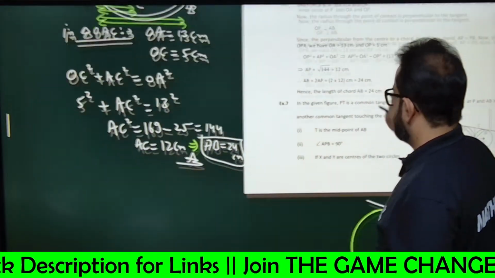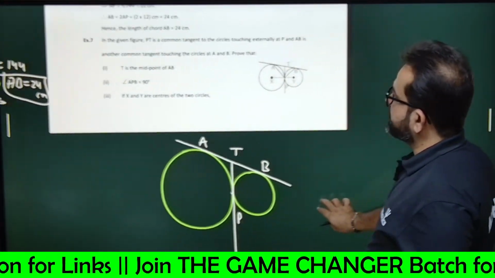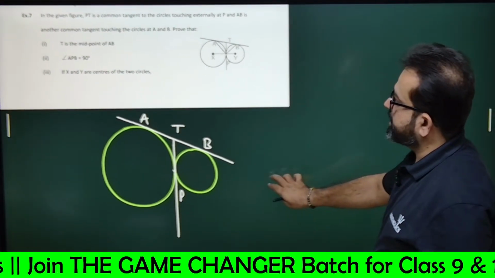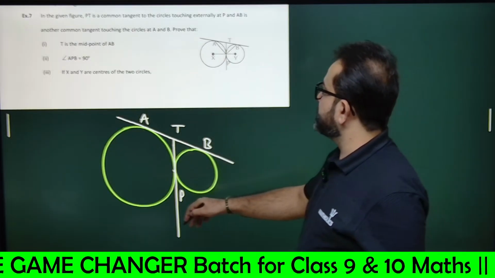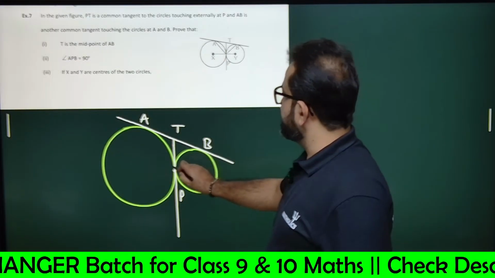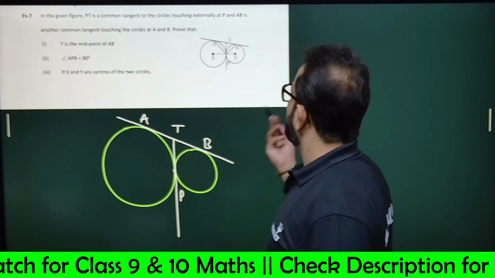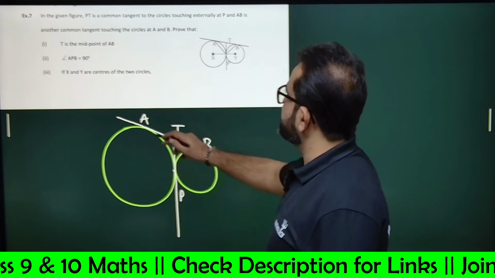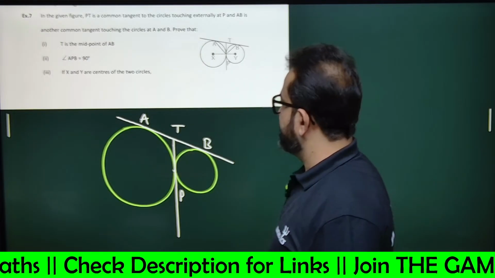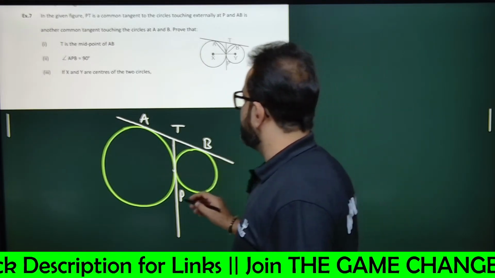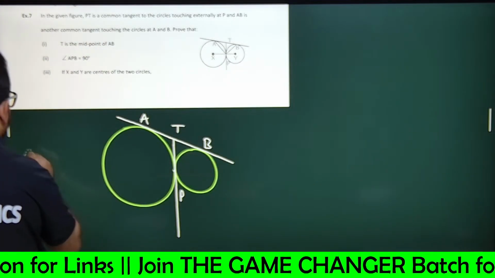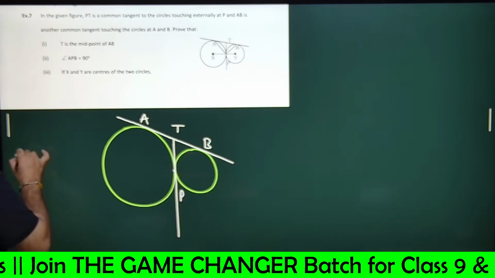Okay. Now, in this question, what is the question saying? PD is a common tangent. This is touching the circle externally at P. This point is P. Another common tangent touching the circle at A. And prove that T is the midpoint of AB. What we have to prove? Required to prove. See, what I have to prove, I am writing here.